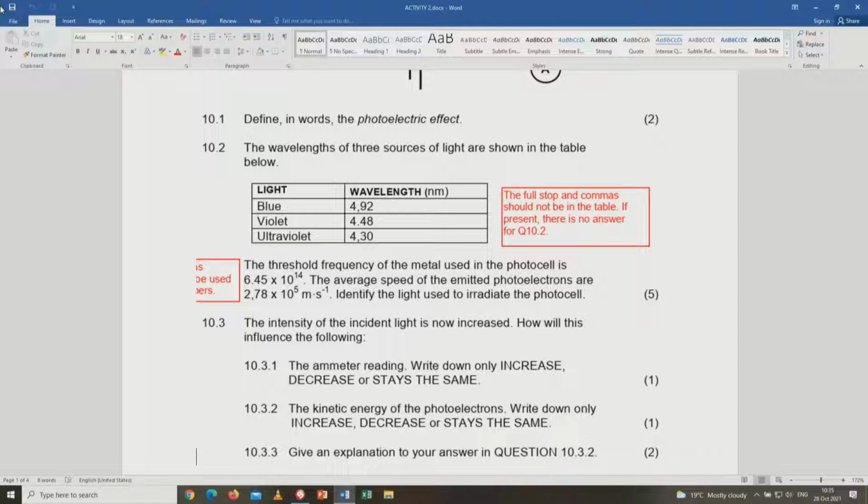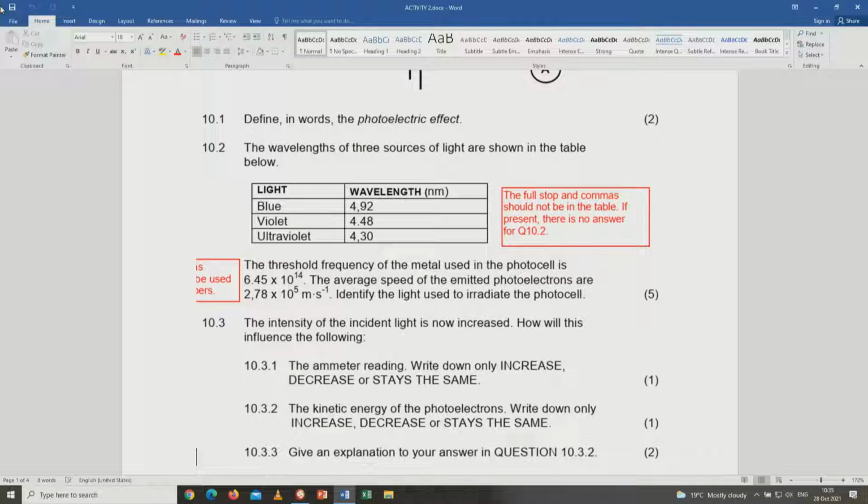Ultraviolet light. So that is how you identify the light. You check what is given in the table, and then you calculate for whatever unknown that you have. For instance, if we are given the wavelengths, it means you'll have to calculate the frequency, and if we were given the frequency, we'll then have to calculate the wavelength, to check to which light the value that we will have calculated corresponds. That is our 10.2. And then moving on to 10.3.